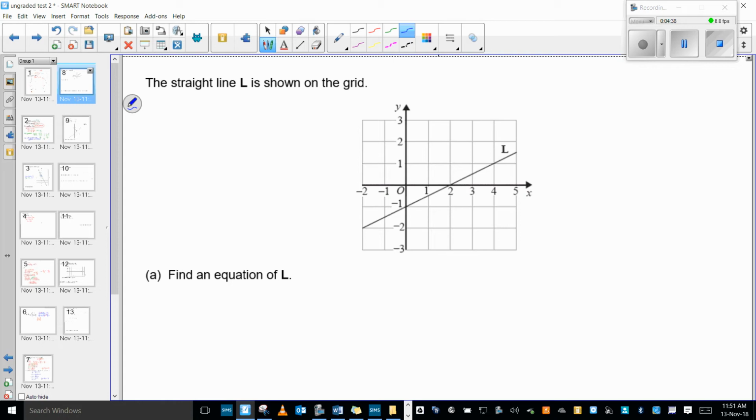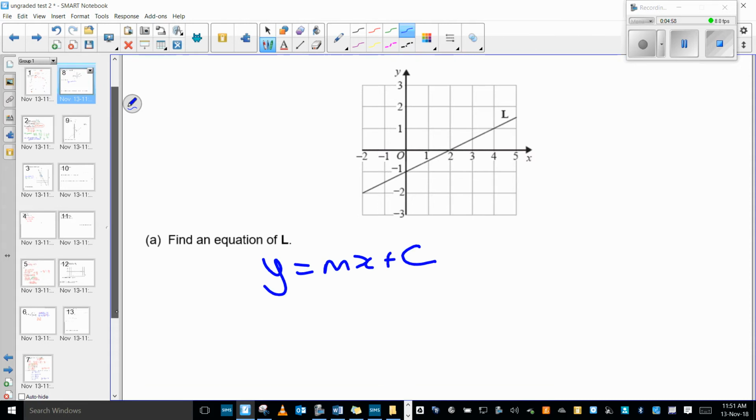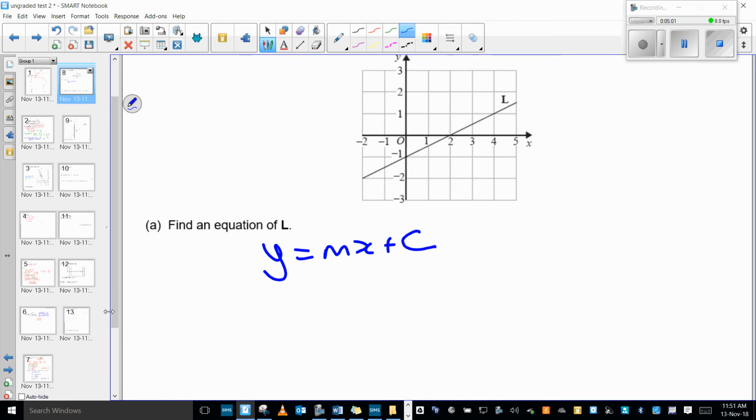So we're finding an equation of L. Two pieces of information, what we're finding, Jodie? Gradient and y-intercept. The y-intercept is the easiest thing to find, what's that? -1. What's our gradient, or how do we find it? Hannah? Rise over run.